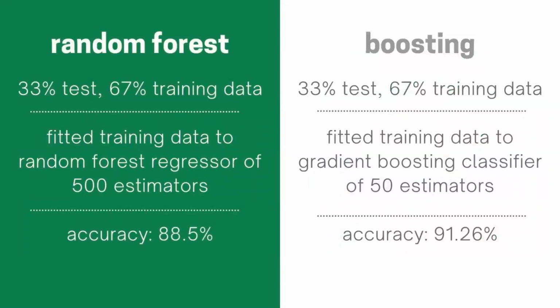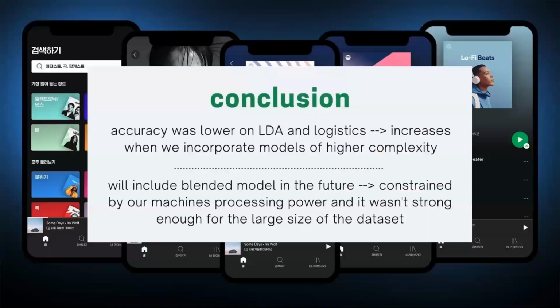As for our random forest, we fitted the training data to a random forest regressor of 500 estimators with an accuracy of 88%. With boosting, we did significantly better in that the accuracy was 91%, with the training data fitted to a gradient boosting classifier of 50 estimators.